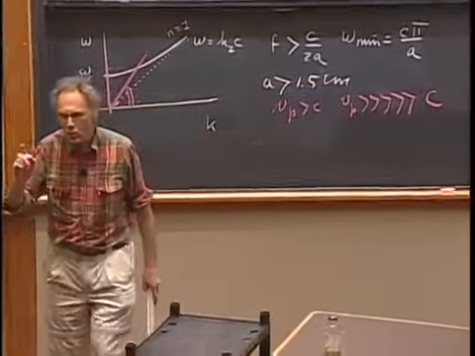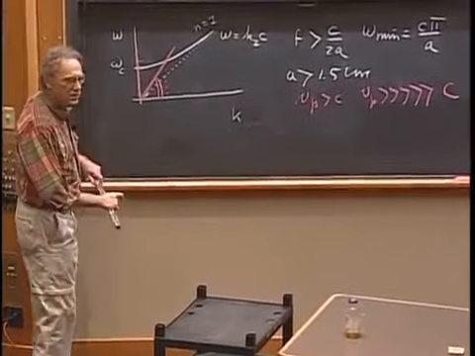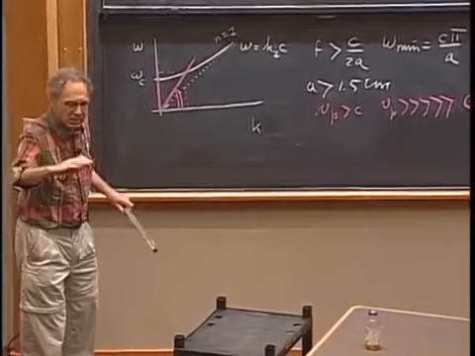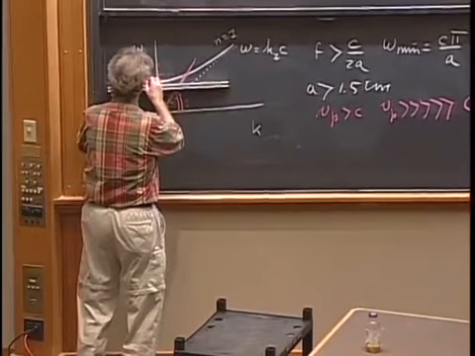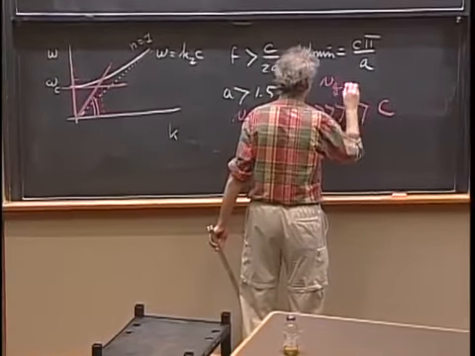And what now is the group velocity when we reach this point of the cutoff frequency? That is the tangent. And so this is the slope of the group velocity. So the group velocity goes to 0 in that extreme case.